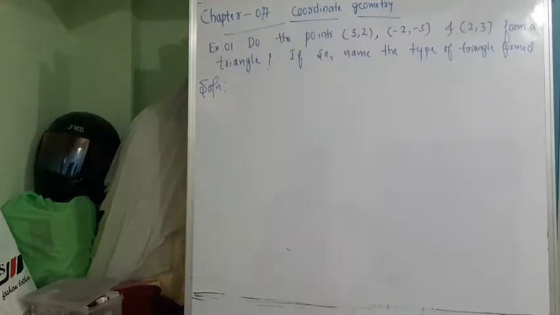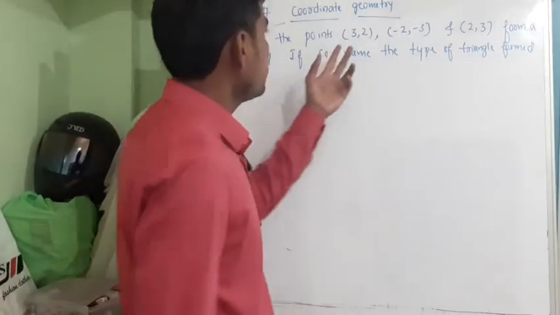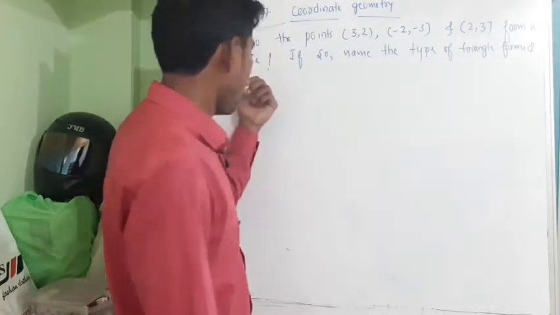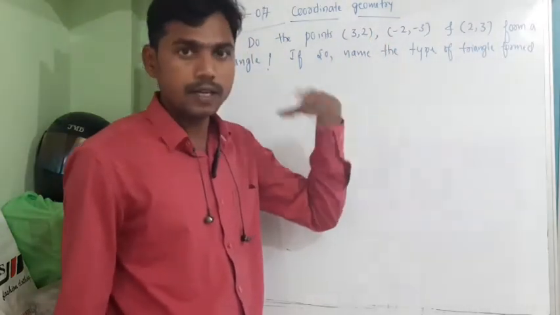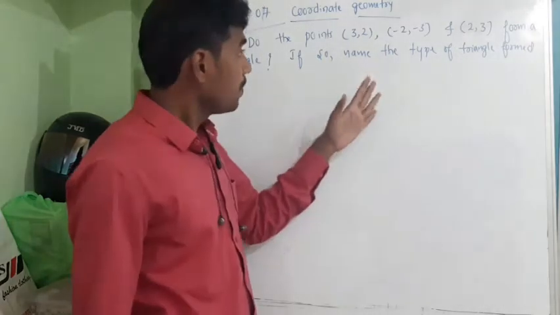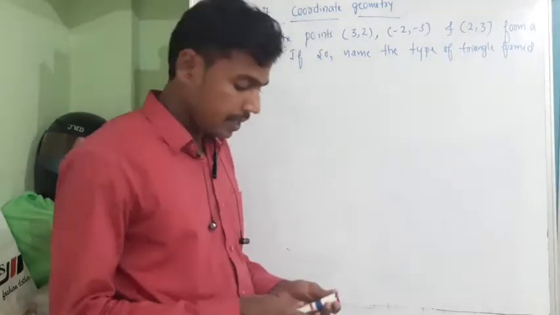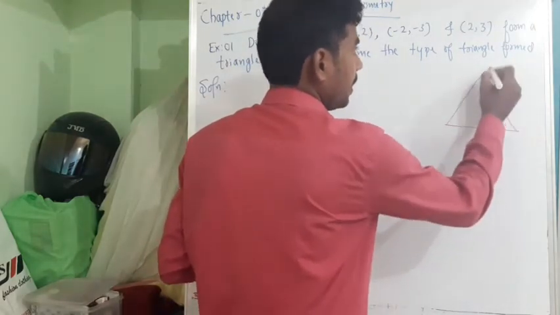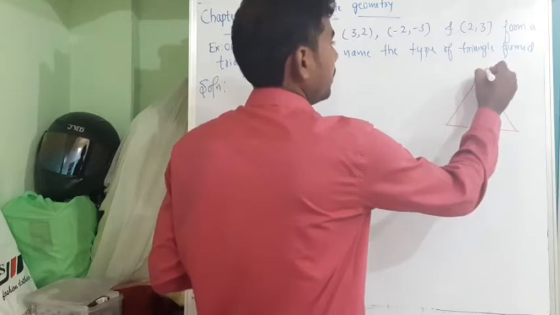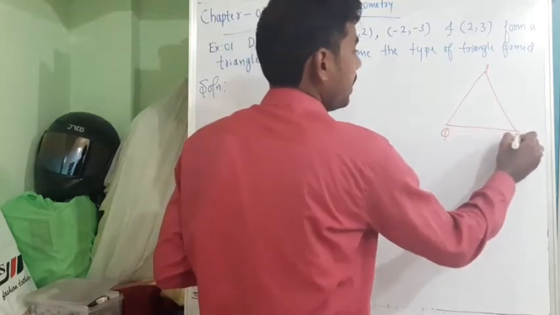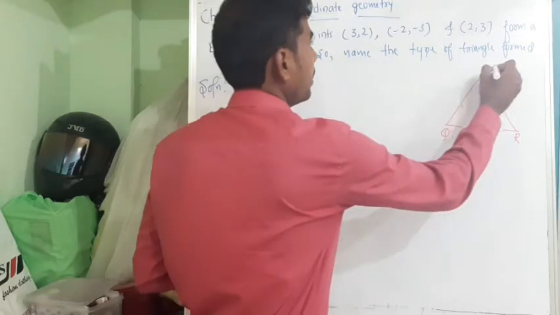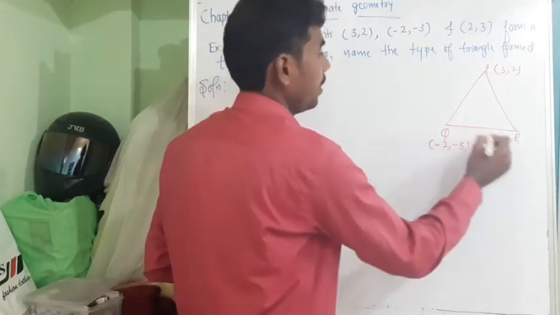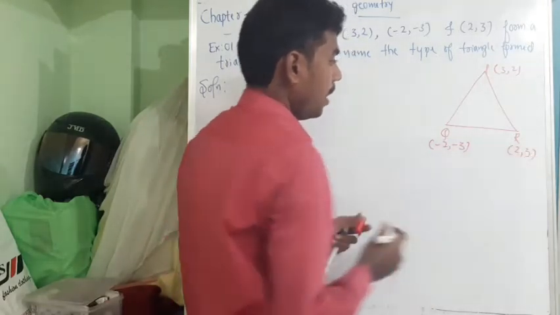So the first example based on the distance formula. Do the points 3, 2, minus 2, minus 3 and 2, 3 form a triangle? Whether using these 3 points it is going to form a triangle. If so, name the type of triangle so formed. See, let PQR be the triangle. Let P be 3 comma 2, Q be minus 2 comma minus 3 and R be 2 comma 3.